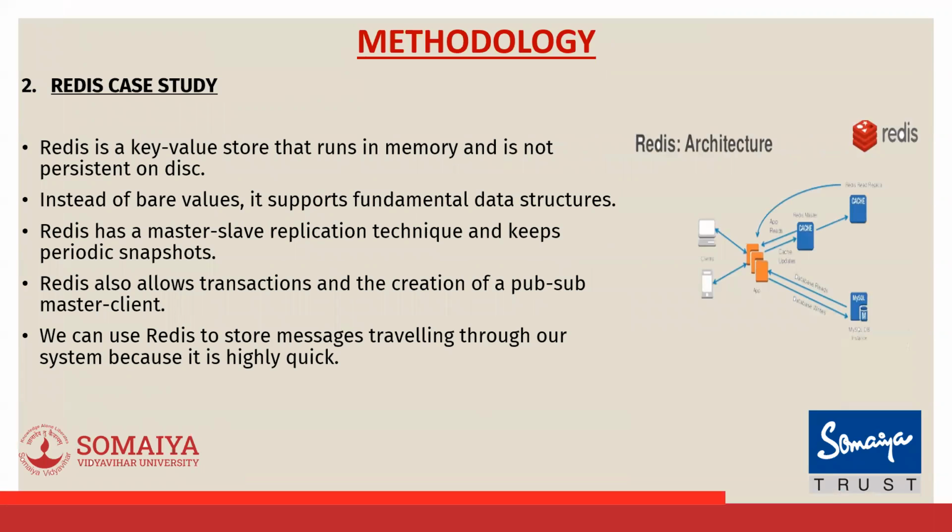Redis case study. Redis is a key value store that runs in memory and is not persistent on disk. Instead of bare values, it supports fundamental data structures. Redis has a master-slave replication technique and keeps periodic snapshots. Redis also allows transactions and creation of a pub/sub master client. We can use Redis to store messages traveling through our system because it's highly quick.